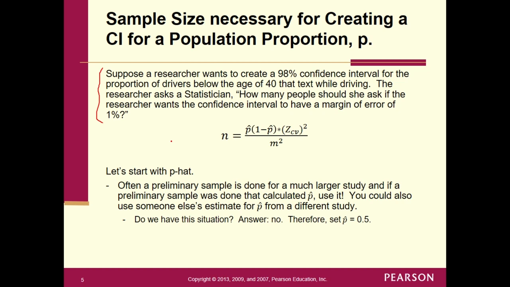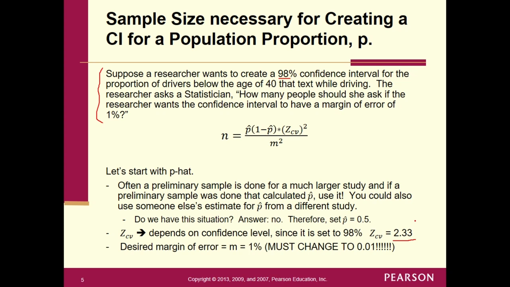Okay, what else? The critical value depends on the confidence level. Since the researcher set it at 98%, what are we going to have to do? We're going to have to set our critical value to 2.33. So we know what that is. Third thing, the desired margin of error. What did the researcher want? She wanted an awful lot of precision, and she wanted the margin of error to be 1%.